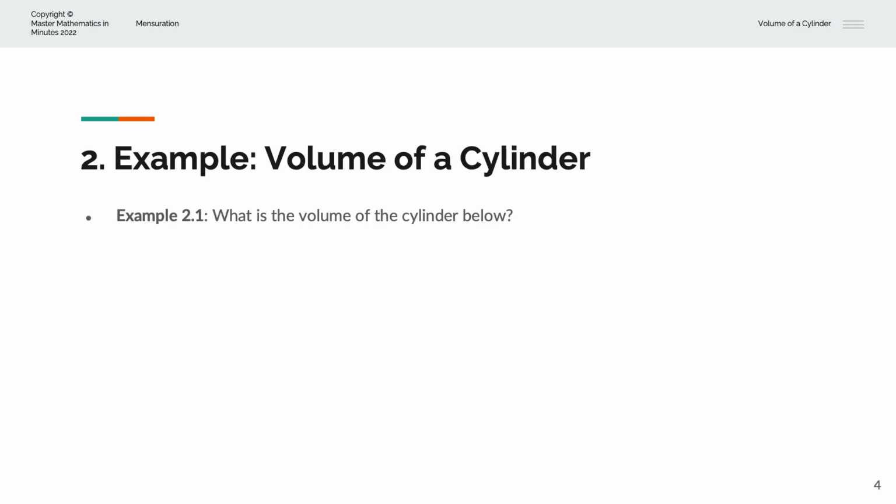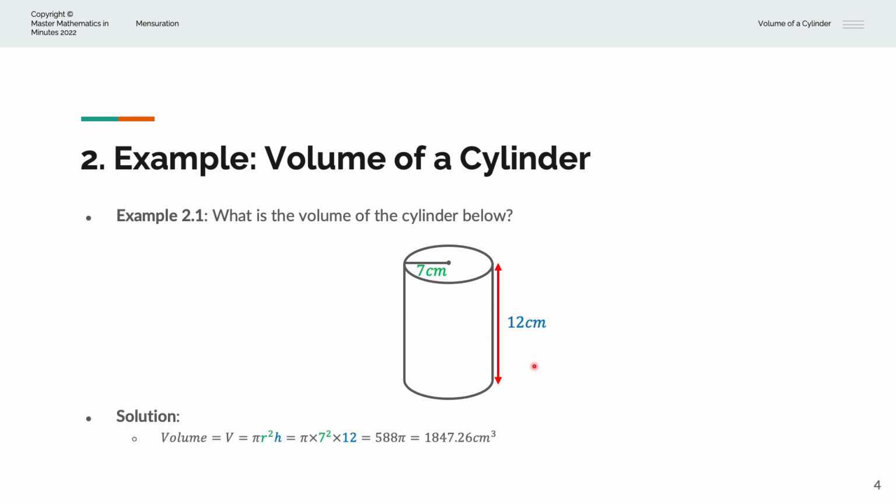The first example was to calculate the volume of the cylinder below. We're given the radius of 7 centimeters, and we're also given the height of 12 centimeters. So the volume is given by V equals pi r squared h, and that equals pi multiplied by 7 squared, because 7 is the radius, multiplied by 12, because 12 is the height. And that gives us 588 pi, and that equals 1847.26 centimeters cubed.